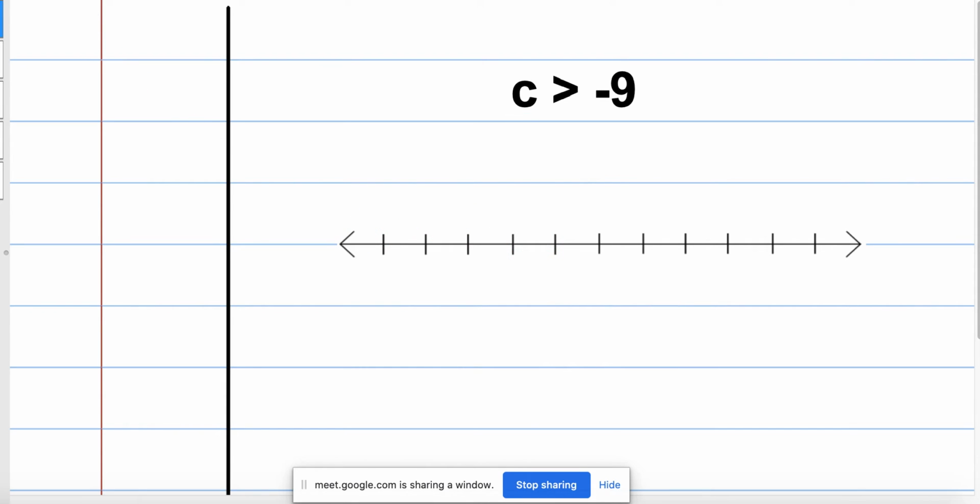All right, you try this one. Stop the video, come back when you've got it. Okay, so I'm at negative 9. You can just put it anywhere you want. Now I need numbers bigger than negative 9, so it would go this direction.